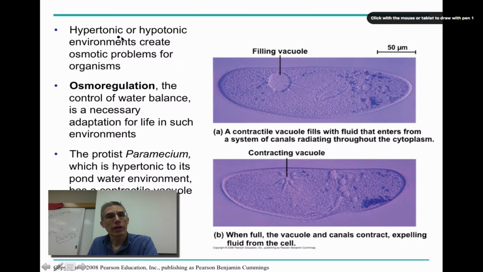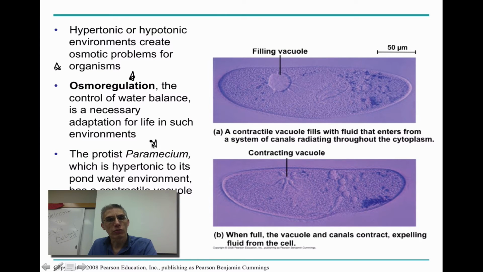So when you think about the hypertonic or hypotonic environments that are created in some cells, the unfortunate thing is for a lot of single-celled organisms, this can present a problem. And so what has happened is they've actually evolved or developed ways to fix this. So they are able to maintain osmoregulation, and that is basically the control of the water balance within their cell. And it's really important when it comes down to life in general.